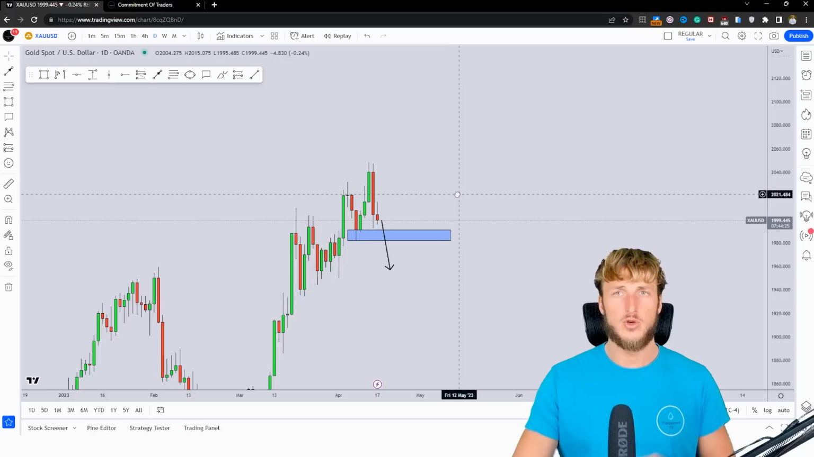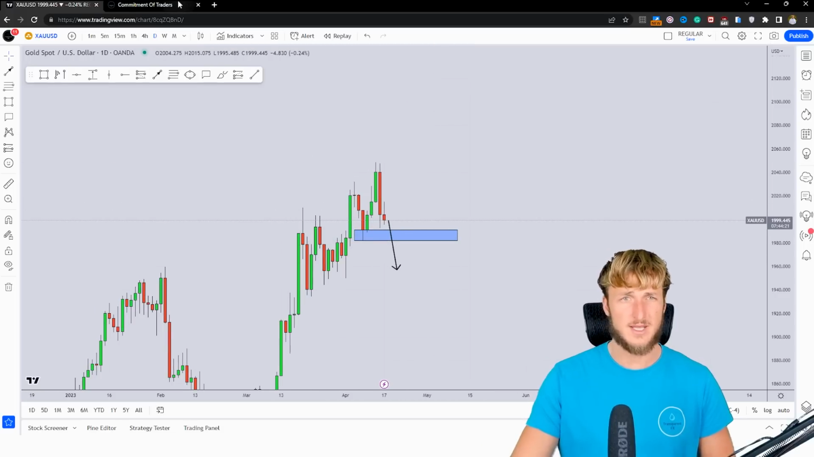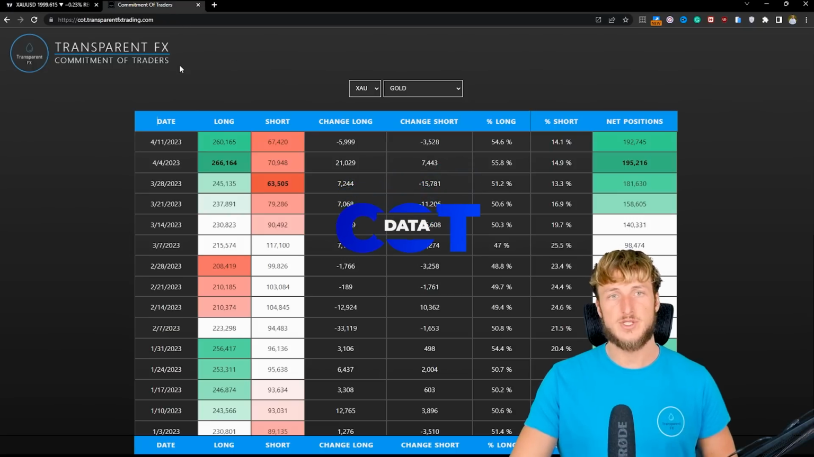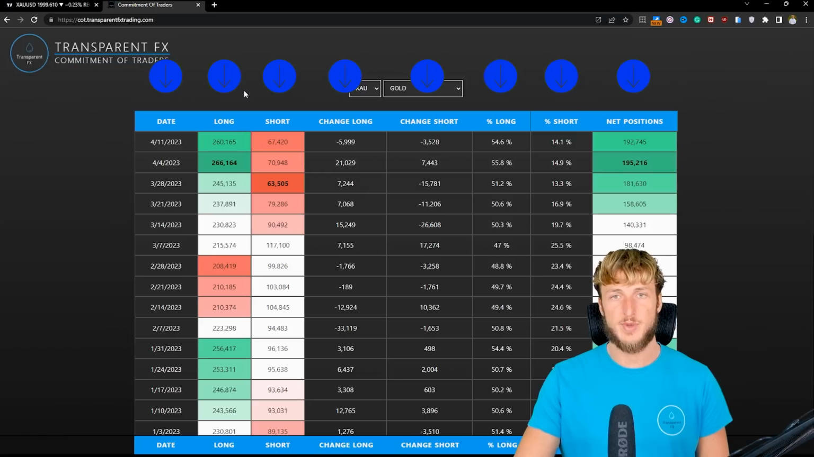Before we go deeper into the analysis here on the daily to identify the strongest levels and where we could be looking for the next potential move, let's first go and see what we have when it comes to the commitment of traders, so the COT data, which is what the non-commercials, so the biggest speculators in the market, are doing. And let's check the data precisely for gold.